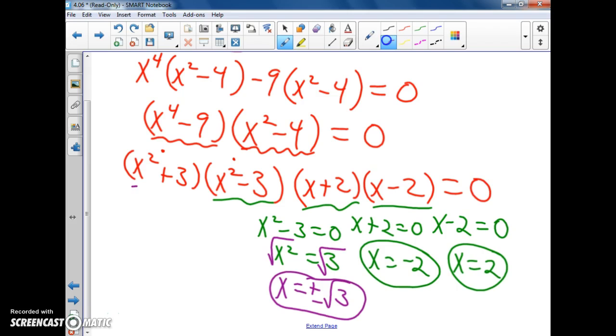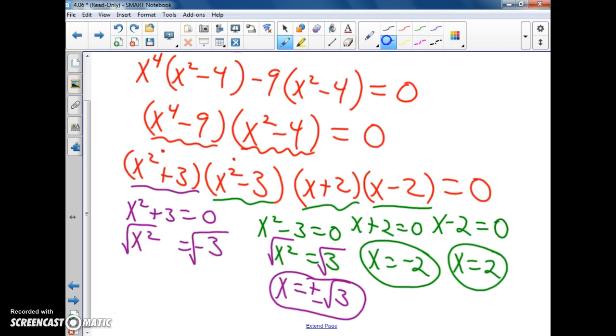Okay, now let's go to this part right here. So now we've got x squared plus 3 equals 0, right? Okay, what's the first thing you're going to do? Subtract 3. So x squared equals negative 3. Okay, what's the next thing you're going to do? Square root both sides.